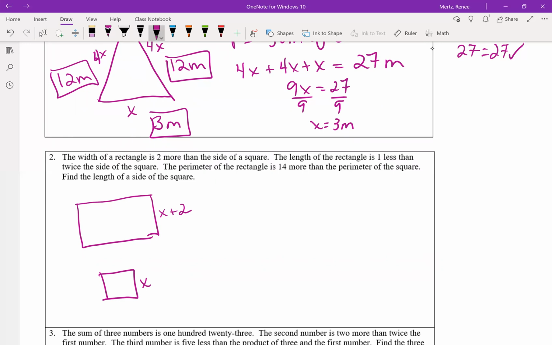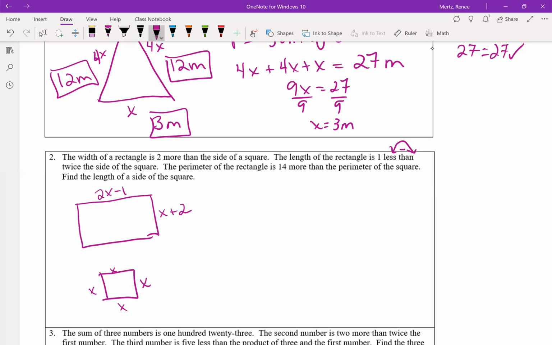The length of a rectangle is 1 less than twice the side of the square. If we know anything about a square, we know that all the sides are the same length. So now I'm doing 1 less than. When I see less than, I switch the order and do subtraction. 1 less than twice. Twice means 2 times the side of the square. So how would we label it? 2x minus 1. Good job.